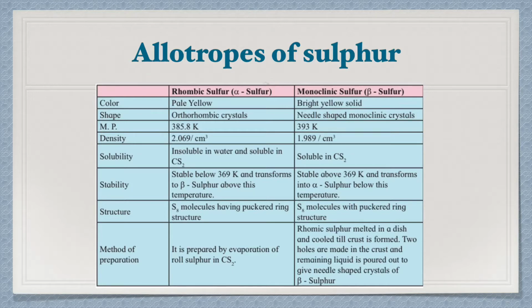Once the crust is formed, we are going to make two holes and pour the excess liquid out of that crust. That is what is written. Two holes are made in the crust and the remaining liquid is poured out to give needle shaped crystals of beta sulfur. So hopefully you understood the method of preparation of both sulfurs. Now please understand, this question can be asked directly as to write down the properties of rhombic sulfur or of monoclinic sulfur, or they can ask you to write down the distinguishing points of rhombic and monoclinic sulfur.